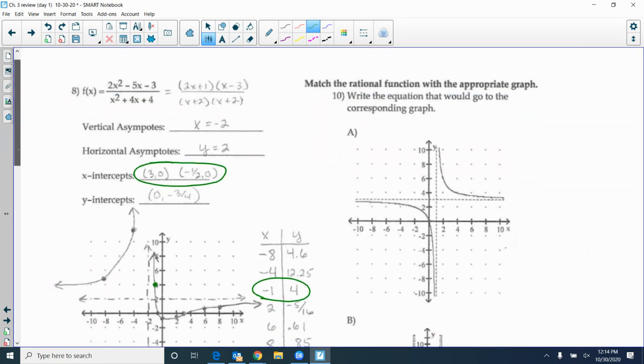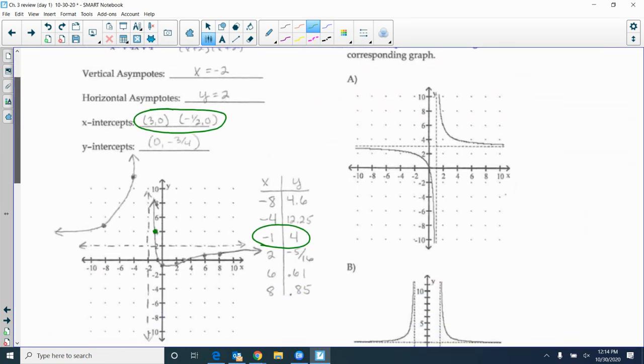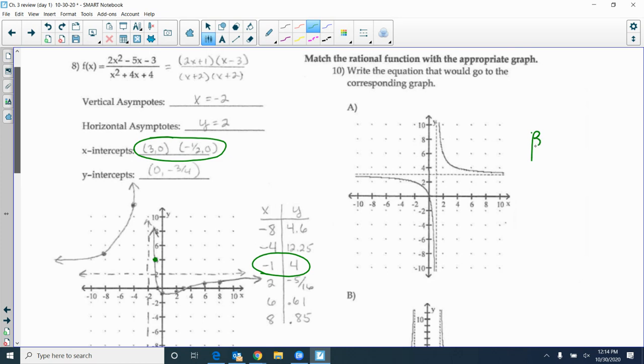10. All right, what did you get for 10 as you take a look at that graph? Connor, did you get something? I put 3x over x minus 1.